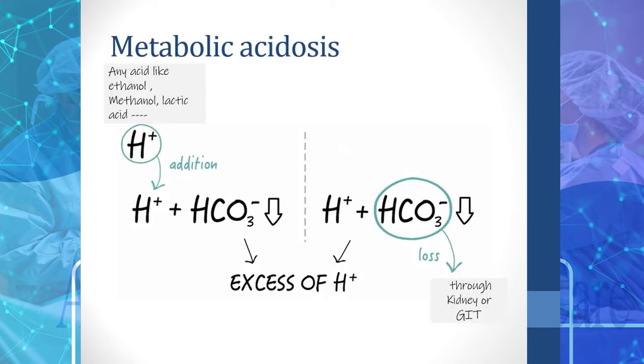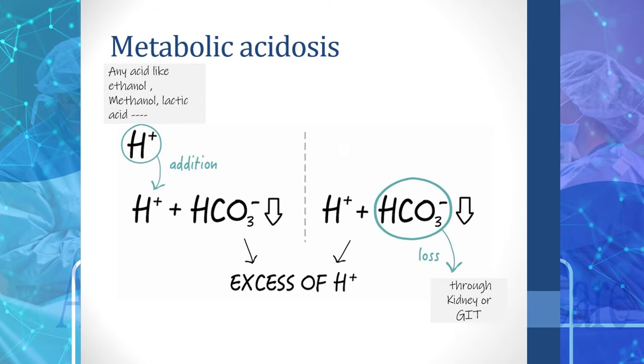Now we will jump to metabolic acidosis. Metabolic acidosis will happen in two ways: either we are adding acids to the blood, or we are removing bicarb from the blood. Any acid is represented by the free hydrogen ion. It's not just the hydrogen ion, no, any acid will dissociate and give us the hydrogen ion, which we are concentrating on, and this is the most important component we are talking about.